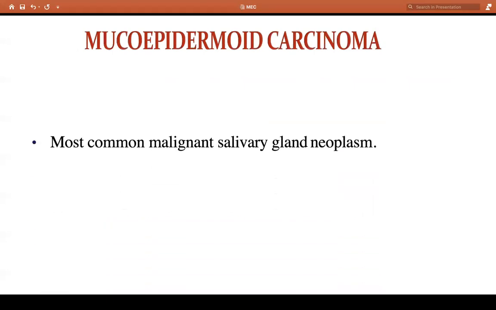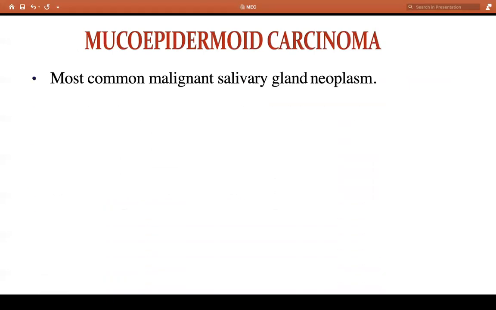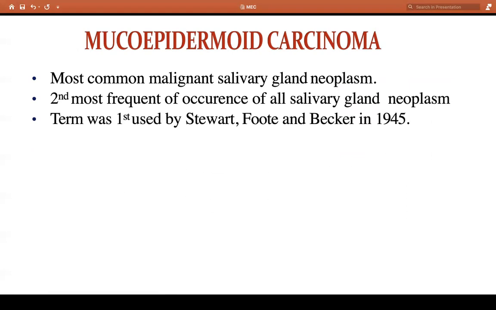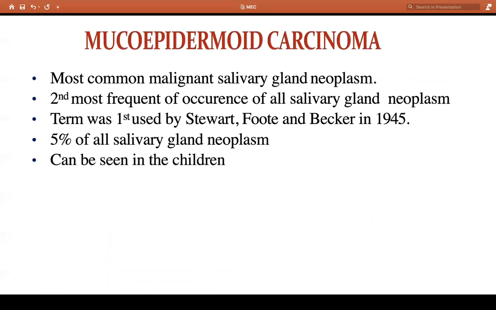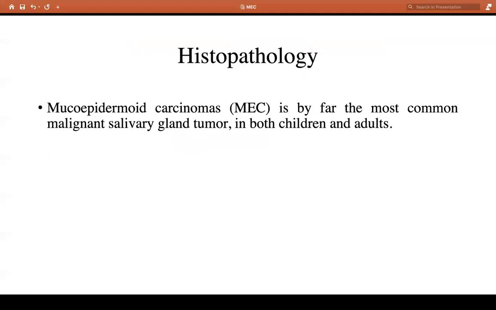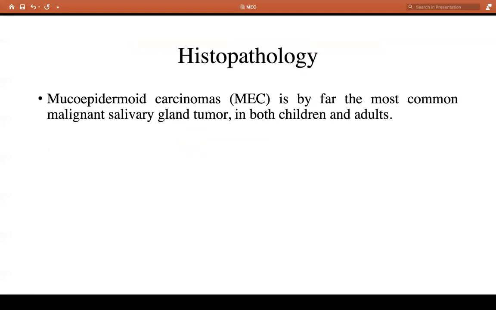The description for the undergraduate student: most common malignant tumor of the salivary glands, mostly in the parotids. Age is variable, second, third, fourth, fifth decade, a large range of age, could be seen in children. First reported in 1945 by different pathologists. It's the only cancer that can be seen in the children.